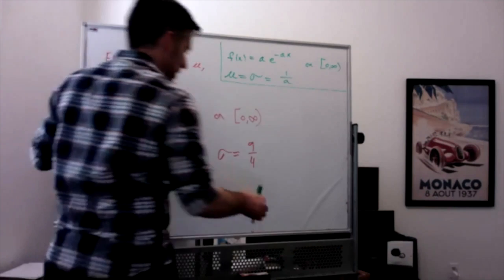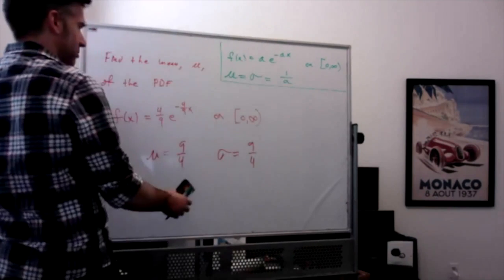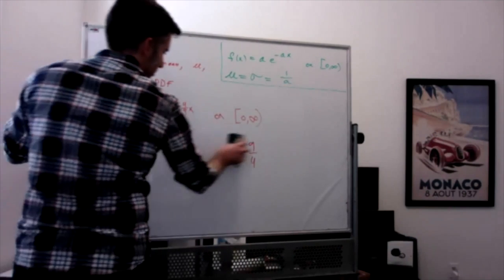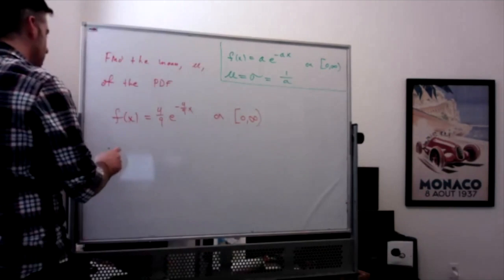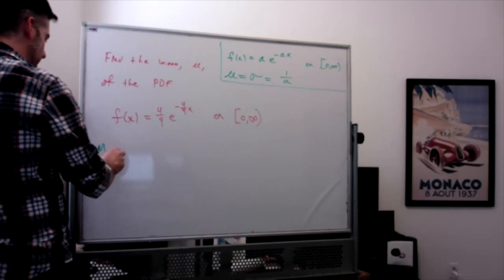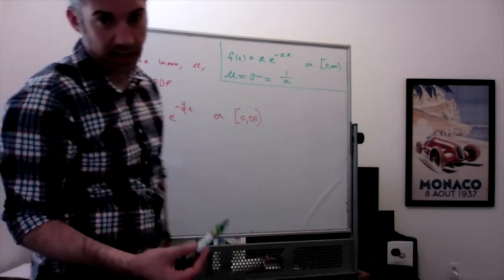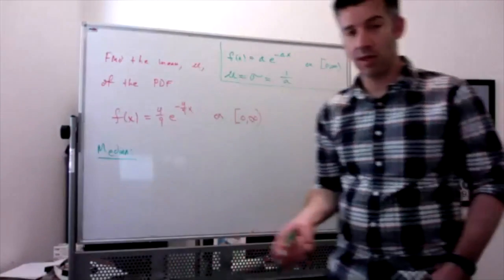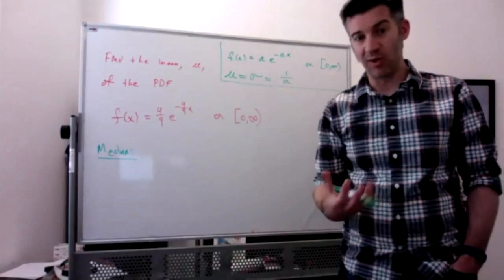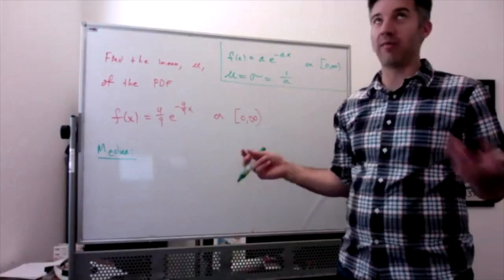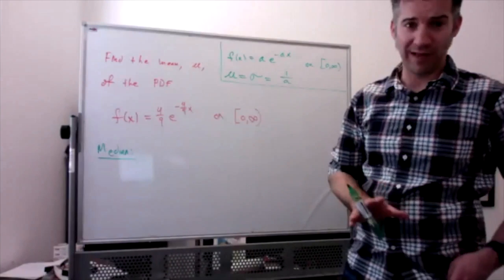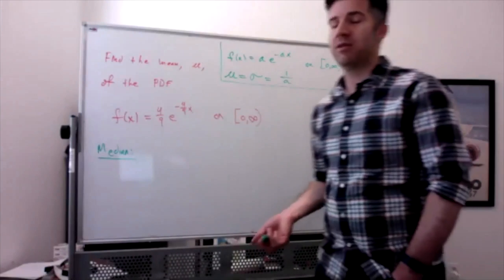Let's find the median. The median is not something I would expect you to remember for this one, and it's not written in the book. I know I told it to you guys last week, but again, I wouldn't expect you to remember what it is. I think it's 9/4 natural log of 2. I'm not positive, but let's talk about how you tell that.